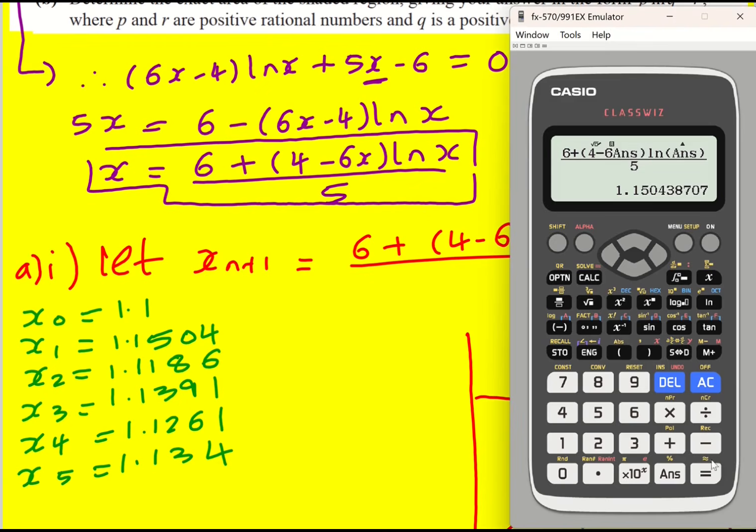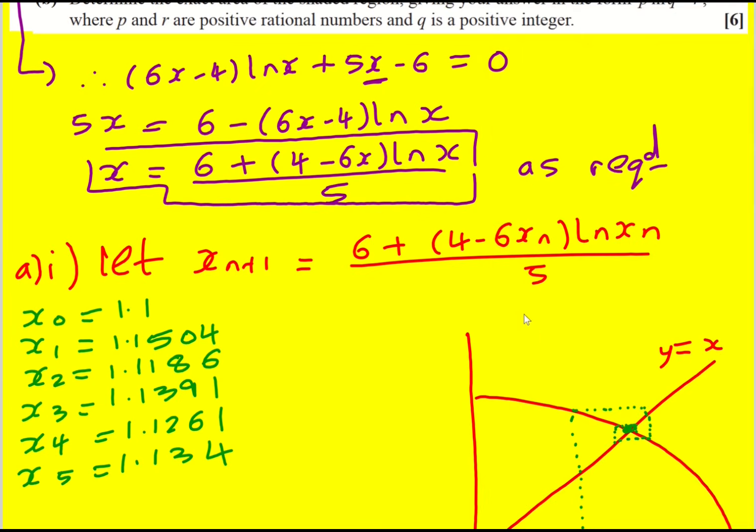So at this point, once you get to that 1.134, let's do another one. Okay, let's just press equals lots of times now, and we can see it's going to be 1.13. So I don't need to write any more out. I think in the mark scheme they did write one more out, but we can say that x is going to be 1.13.